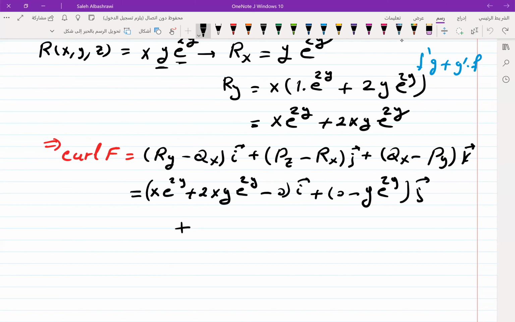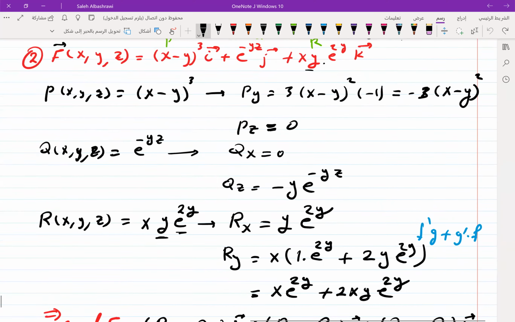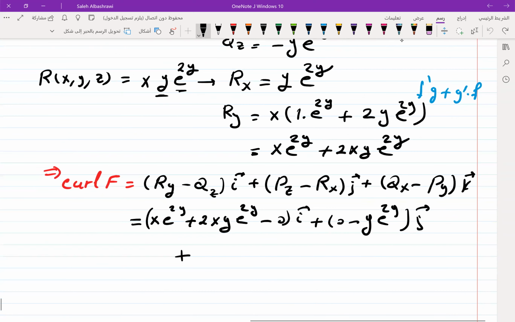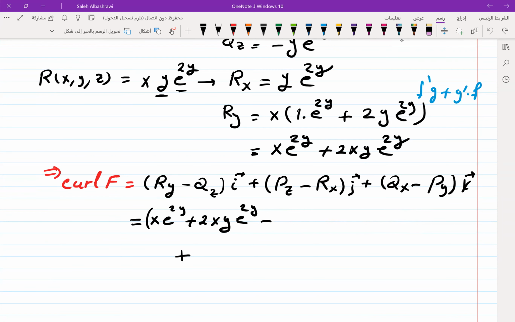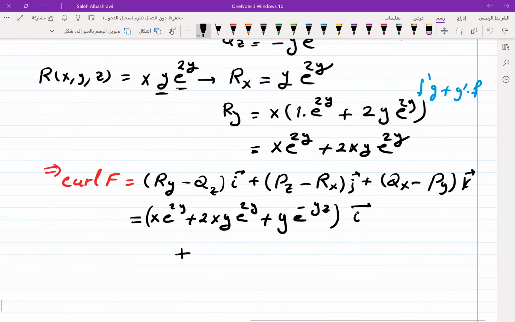now q sub x, it should be q sub, no, the first one is q sub z, not x, this is z. This is q sub z. I made a mistake in this one. Let me move this one. Q sub z is given by minus, so it should be plus y e to power minus yz. This is the first one.